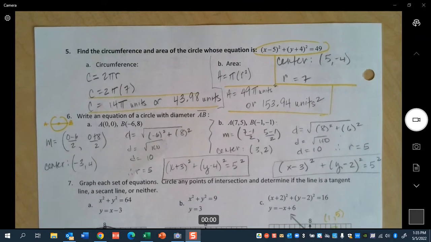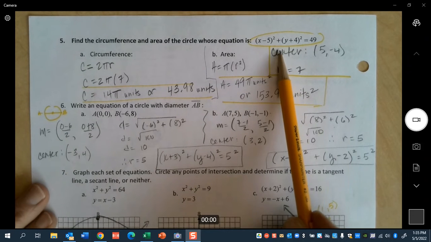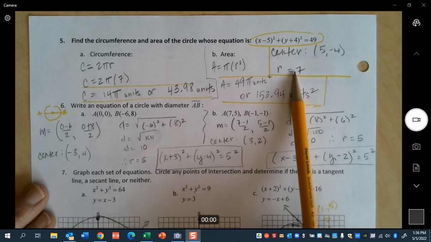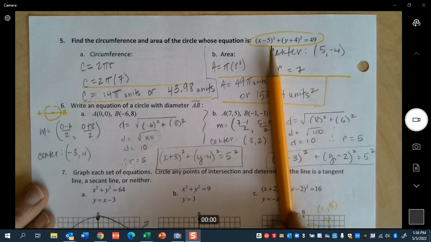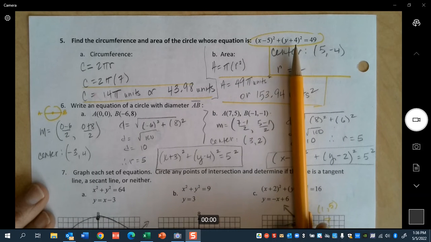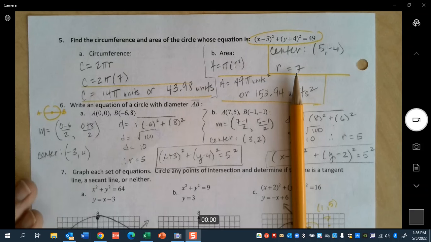Okay. So when we're looking at the top of this page, if I'm given the formula for my circle, from this formula I can get my center and my radius. Remember, naturally negative. So this is a positive 5 as an x movement, and this is a negative 4 as a y movement. And my radius squared is 49, so my radius is 7.